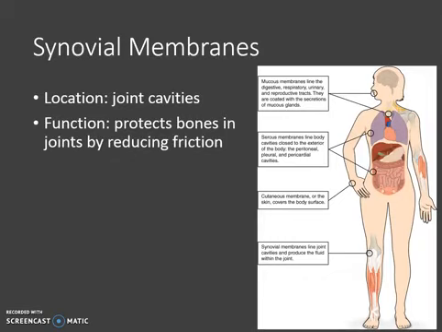So starting with our synovial membranes, these are the membranes that are surrounding the joint cavities in your synovial joints. And your synovial joints include the freely movable joints in your body. So your elbows, shoulders, knees, hips, those are all examples of synovial joints. And when we talk about the skeletal system, we'll learn a little bit more about the structure of those synovial joints. But the synovial membranes are the things that help to create a fluid-filled joint cavity surrounding your synovial joints.